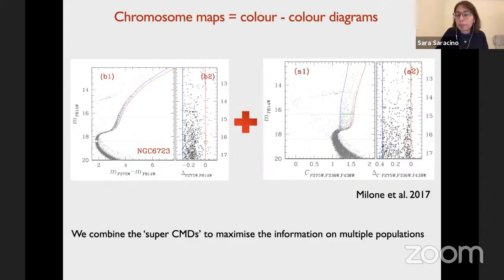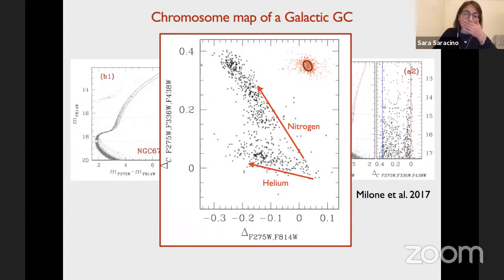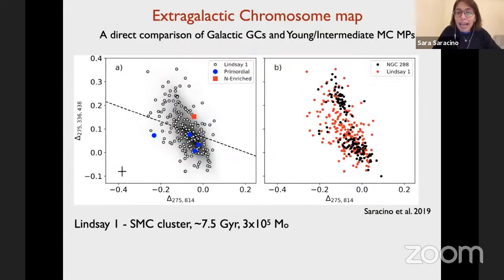So actually, people in the literature have used this kind of filter combination that really helps to maximize the information embedded in the multiple populations, creating what is called a chromosome map. So this is the chromosome map of a galactic GC, though you don't need to really understand all the details of this. You can just remember that on the x-axis, this is a proxy of the helium abundance, while on the y-axis, you see a proxy of the nitrogen spread. So these are the two important things to remember. And so the point is to compare like to like: a chromosome map created for a Milky Way globular cluster with the one from an extragalactic globular cluster.